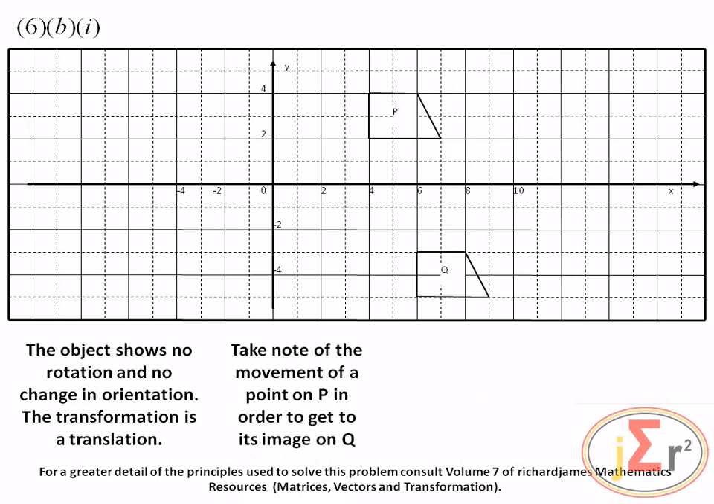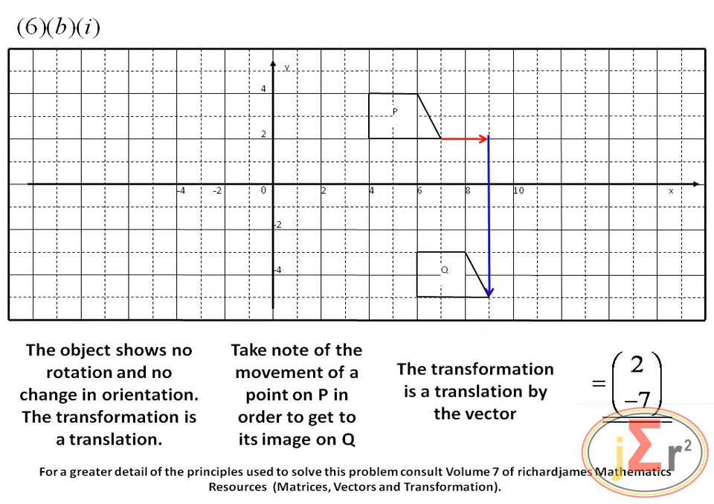We first go along the positive x direction by 2 units, and then we go down. So we are going to go in the negative y direction by 7. Let's see if it is 7. 1, 2, 3, 4, 5, 6, 7. By 7 units. So the transformation is a translation by the vector (2, -7).